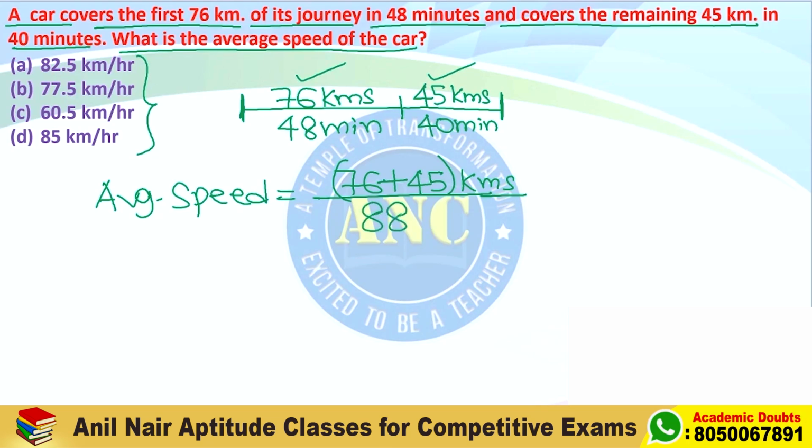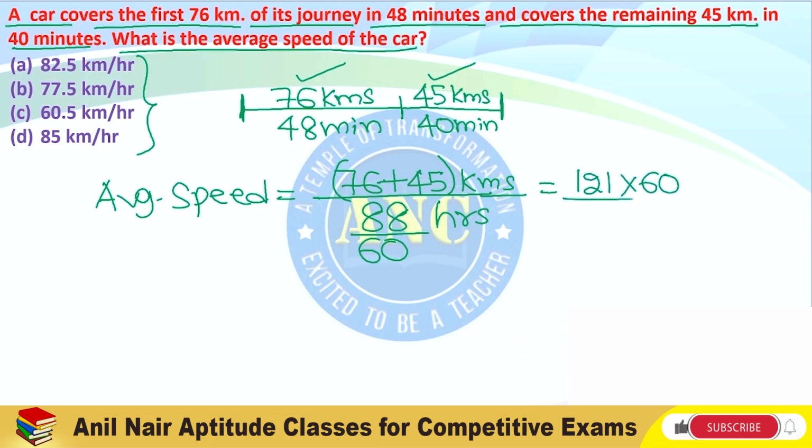Totally he is taking 88 minutes. Converted to hours, 88 divided by 60 hours. So if I further simplify this, 76 plus 45 is nothing but 121. That 60 will come above and 88 will remain in the denominator.